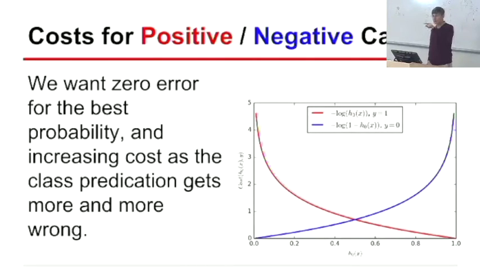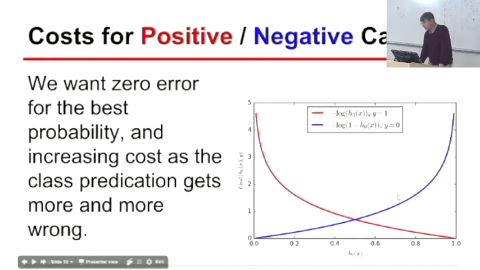Any questions? So we want it to be the case that if the thing is positive, we want to give you little error for giving a high number, and a lot of error for giving a number very, very close to 0, right? Likewise, if it's a member of the negative class, we want to give you very little error for saying 0 or near 0, and a lot of error for saying the probability of being positive is close to 1. Any questions?